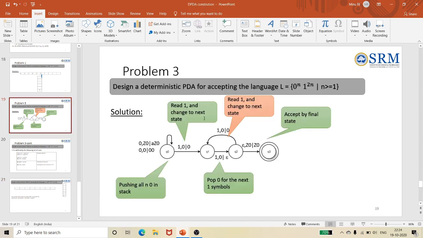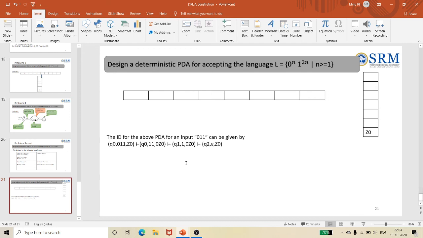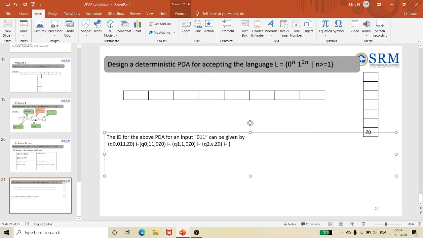So here I have two options. If this is the case, go to the final state, or if you have another 0 in the stack, you go for the next iteration. So here there is no symbol, so I will be going to my final state, which is q3. I will be reaching q3. It means that the string is accepted.